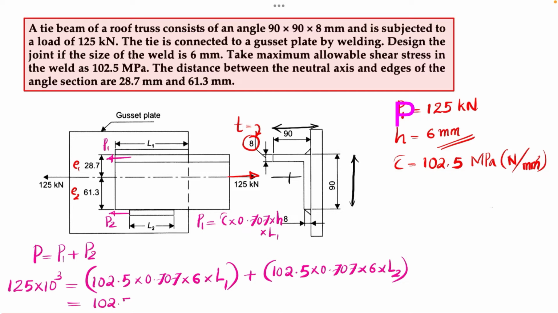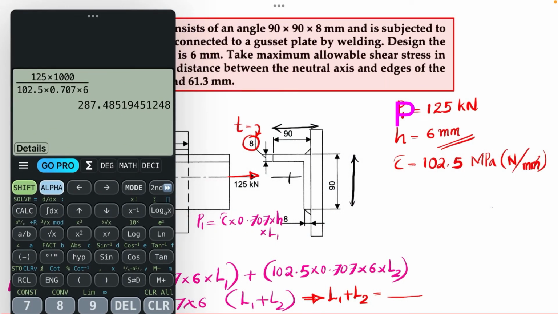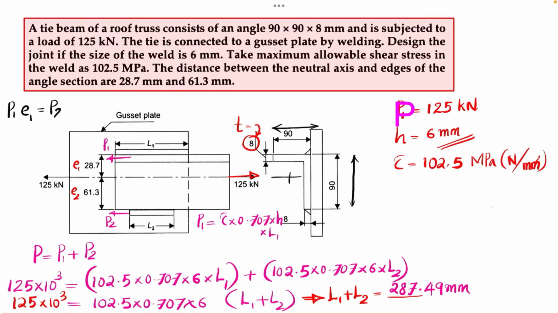So if you observe, I can take the right hand side as 102.5 into 0.707 into 6 into L1 plus L2. On the left hand side we have 125 into 10 raised to 3. So from this equation you can find the value of L1 plus L2. L1 plus L2 will be equal to 125 into 10 raised to 3 divided by 102.5 into 0.707 into 6. So this value will be equal to 287.49 mm.